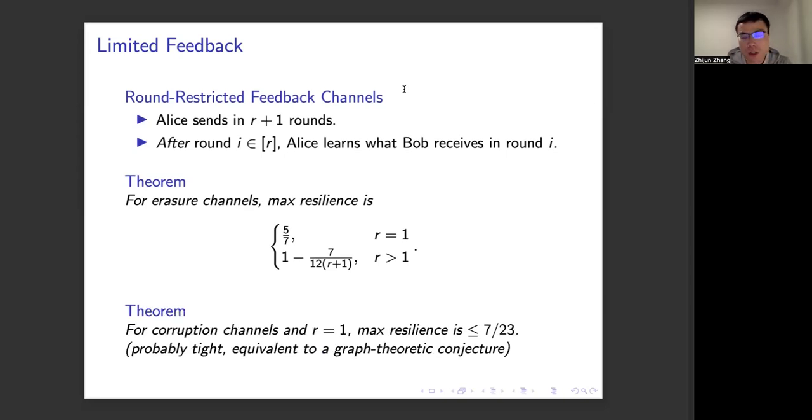And for corruption channels, it turns out to be much harder than the erasure case. For the simplest scenario of a single feedback round, we show that the max resilience is upper bounded by 7 over 23, and we also believe this 7 over 23 is a tight bound. We designed a protocol which we believe is optimal, but we cannot actually prove it. We only show that it's equivalent to a purely graph theoretical conjecture about max cuts in weighted graphs. We believe solving this conjecture is simpler than working with codes.